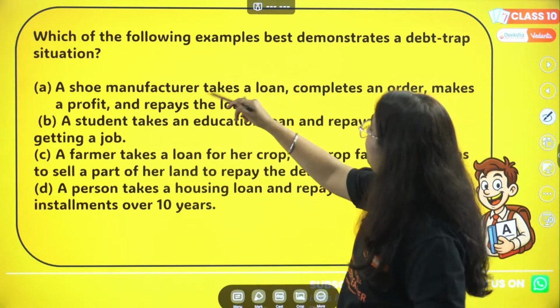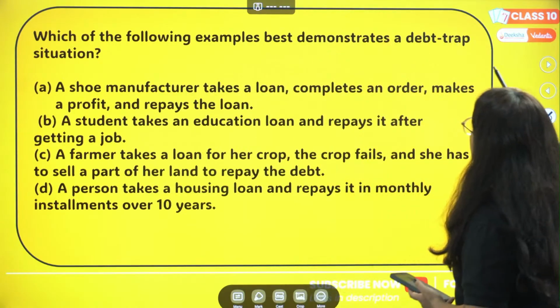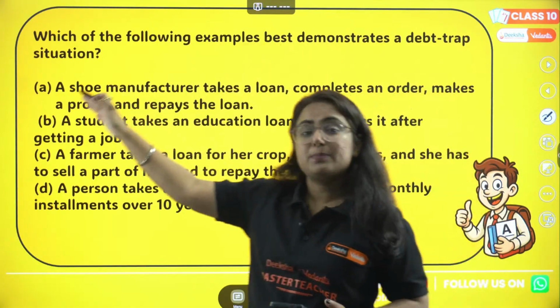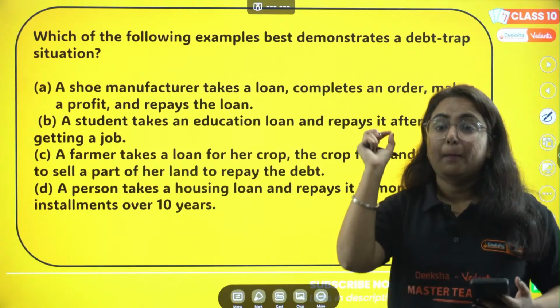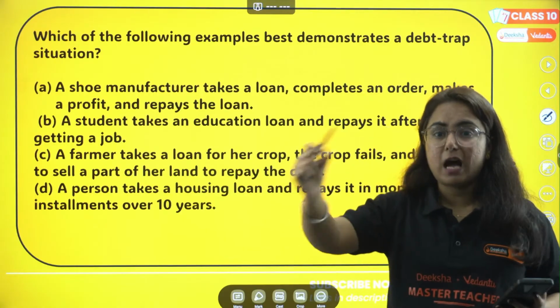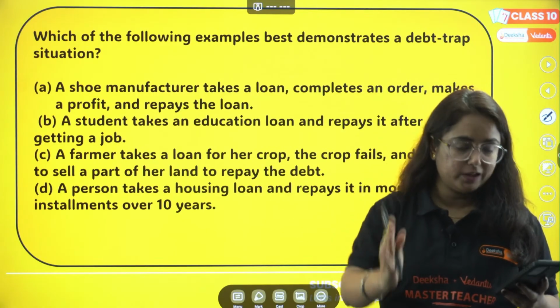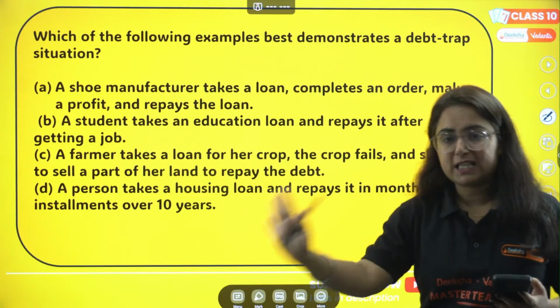So, which of the following examples best demonstrates a debt trap situation? Okay, here are the options. Which of the following best demonstrates a debt trap situation? If you don't know about debt trap, ask me in the live chat and I will explain it.